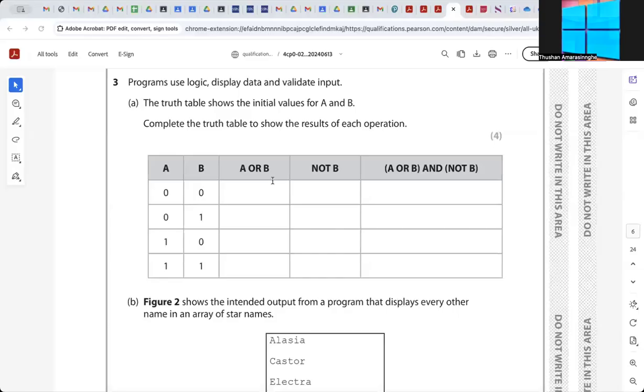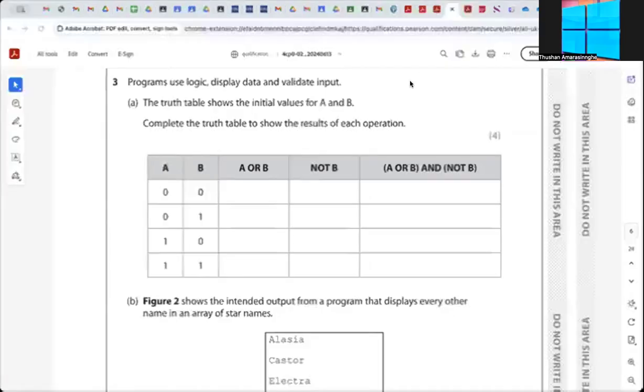Okay, then children, my intent now is for you to go through some past paper questions. I will start discussing from a question. I want you to practice these kinds of questions. I think you can see the screen.